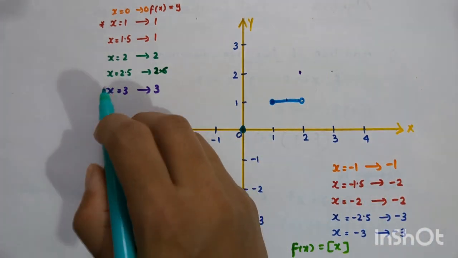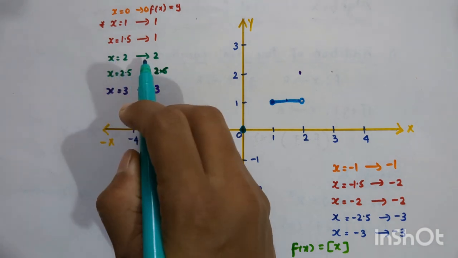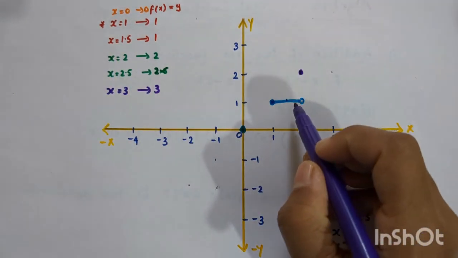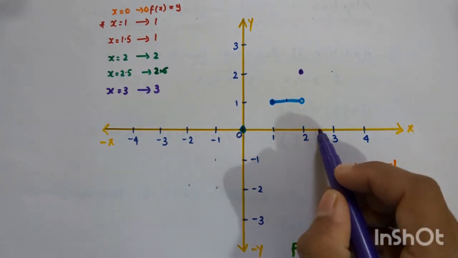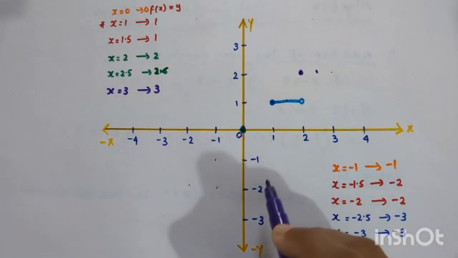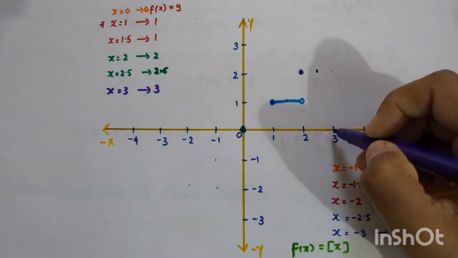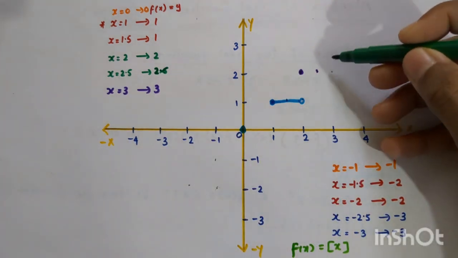Similarly, you see, when x is equal to 2, y value is 2. X is equal to 2.5, y value 2. But when x is equal to 3, y value is 3. So when x is equal to 3, y value is 3.